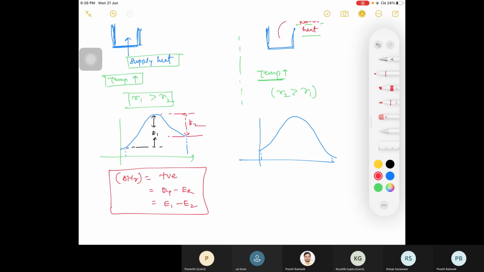Kaushik, what is E1 and E2? Activation energy. Right, activation energy.